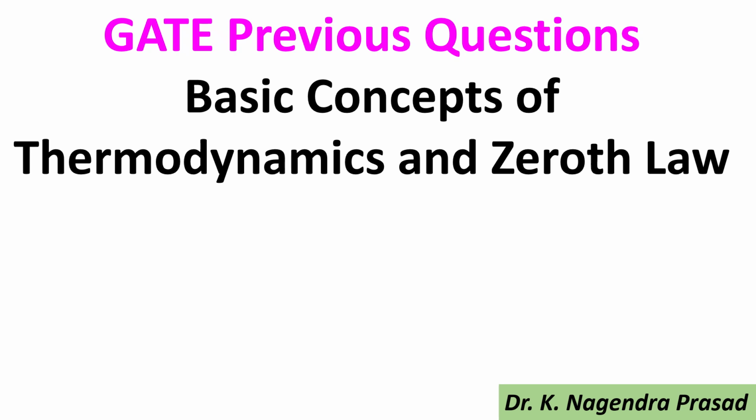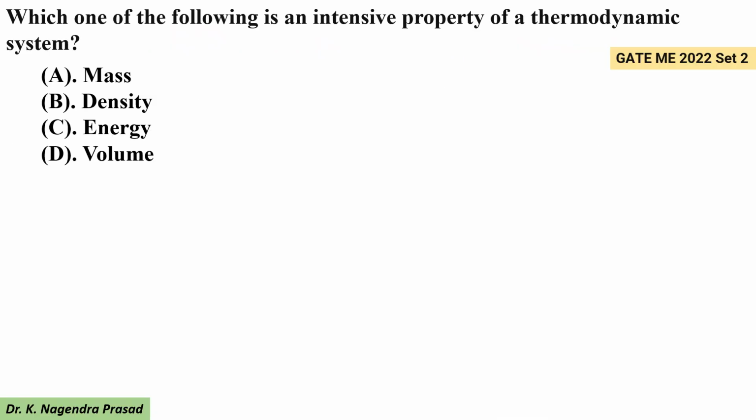In the present video, we will discuss the GATE previous questions on basic concepts of thermodynamics and Zeroth law. Let's see the first question. Which one of the following is an intensive property of a thermodynamic system? Option A, mass. Option B, density. Option C, energy. Option D, volume.